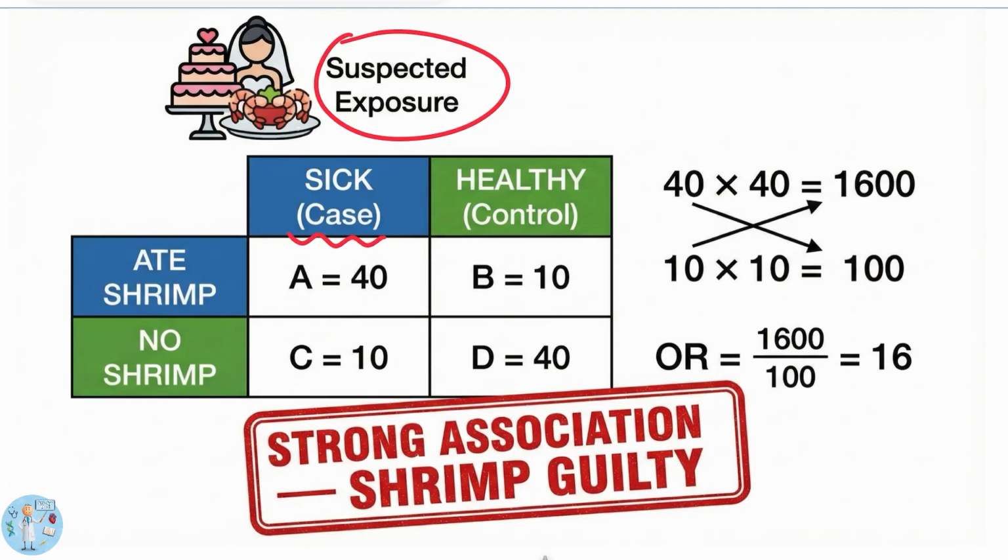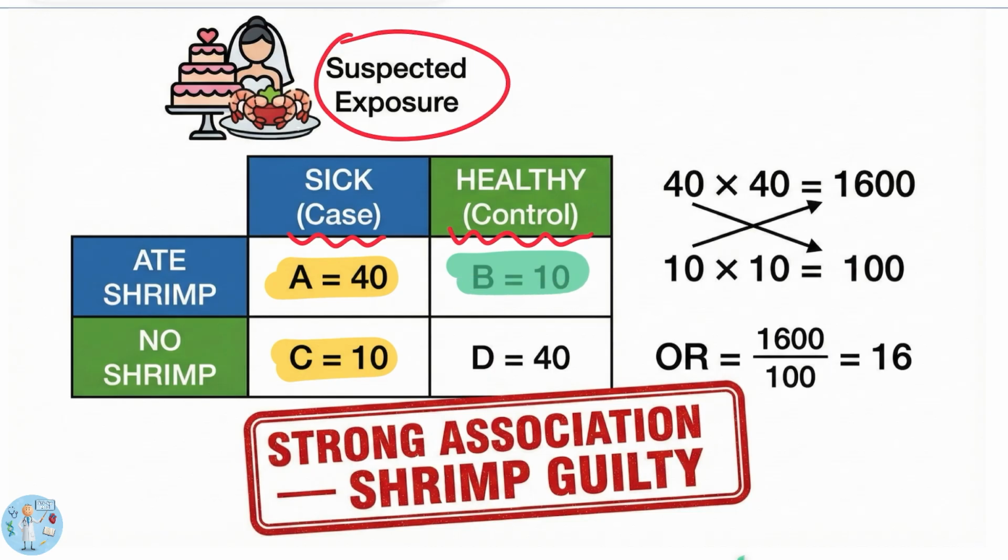We find everyone who got sick, our cases, and we match them with an equal number of people who felt fine, our controls. Let's say we have 50 cases and 50 controls. And we interview them all about the shrimp. Let's lay out the data for everyone listening so they can visualize that 2x2 table. Right. Of the 50 people who got sick, 40 of them reported eating the shrimp. 10 did not. Okay.